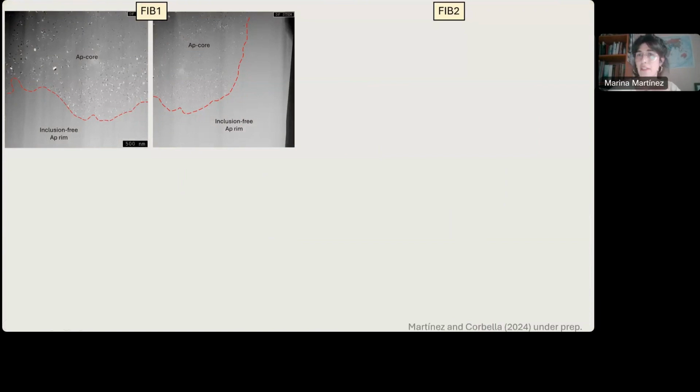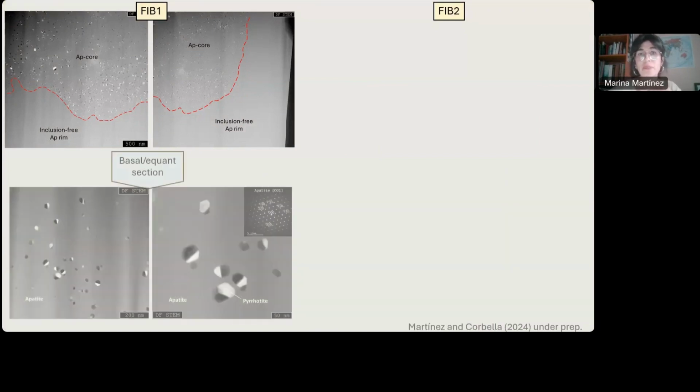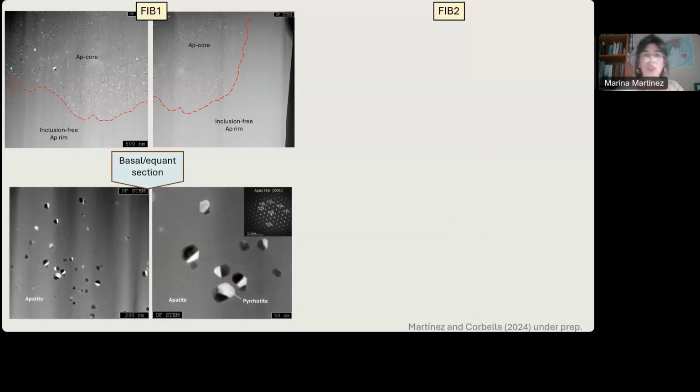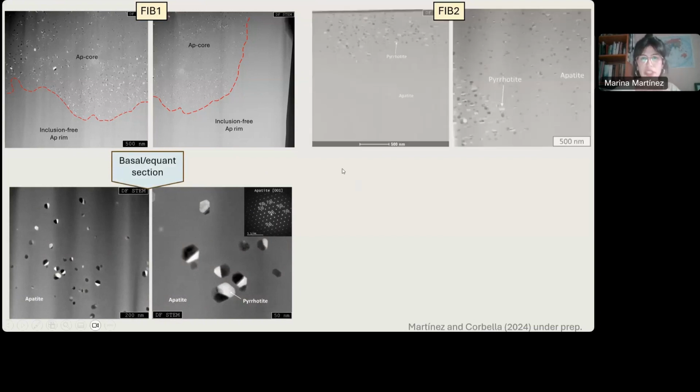We don't see differences in composition between the apatite core and the apatite rim. And here we see the inclusions. They are following the negative crystals of apatite, and they are basal, so equant sections of these inclusions.